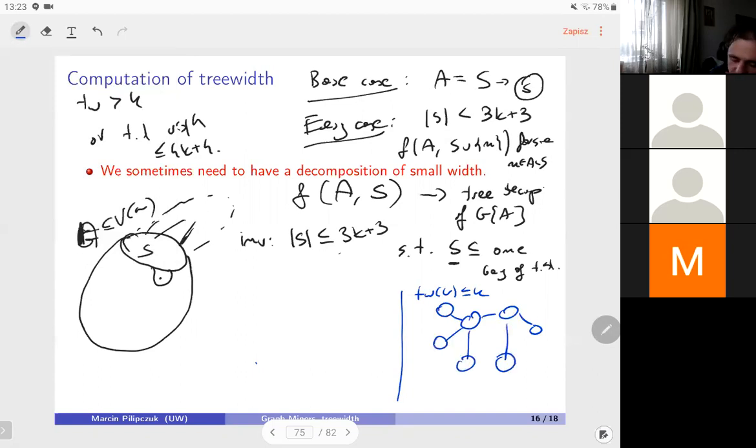But there's this set S. Let's make this set S red. This set S appears in this tree decomposition somewhere, in some places. Note that because the set S now has size exactly 3k plus 3, it's much larger than one bag. One bag is of size at most k plus 1, because treewidth is at most k. So this set is spread along a lot of bags.